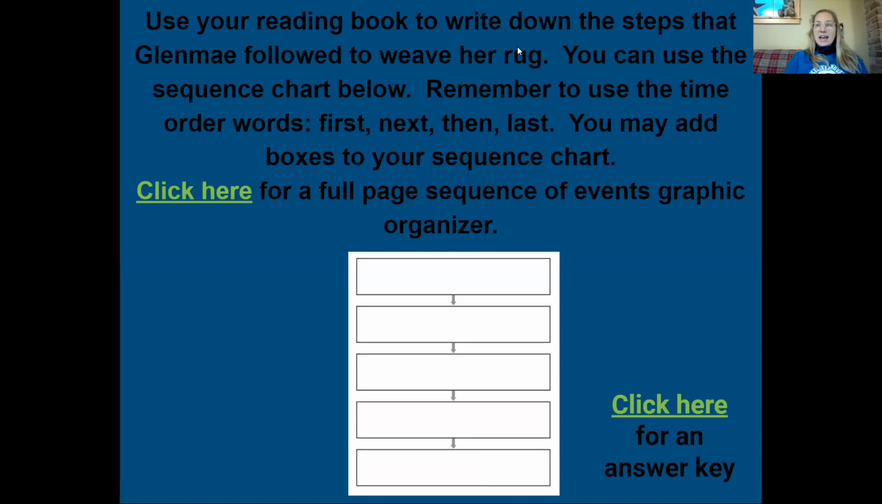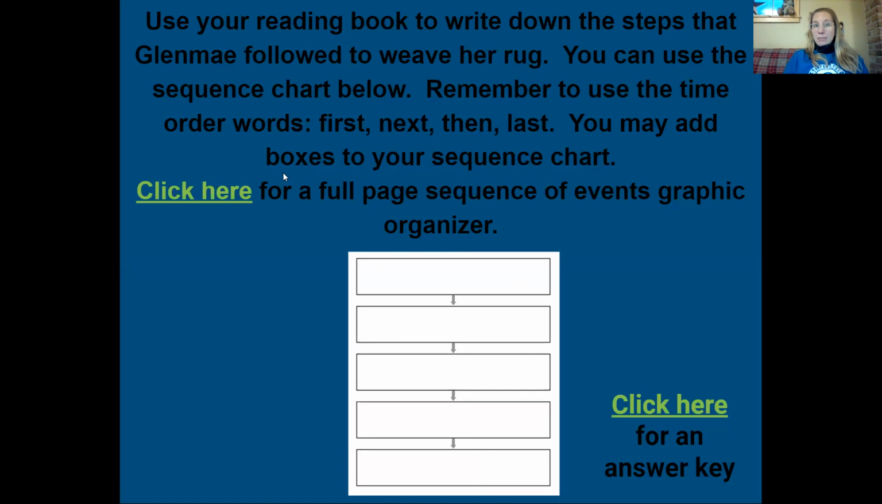So your next task is going to be to get your reading book out or log on to Think Central. And you are going to list the steps that Glenn May uses to weave her rug. You can use the sequence chart below, or if you click here, you can have a larger page of this sequence event if that helps you.